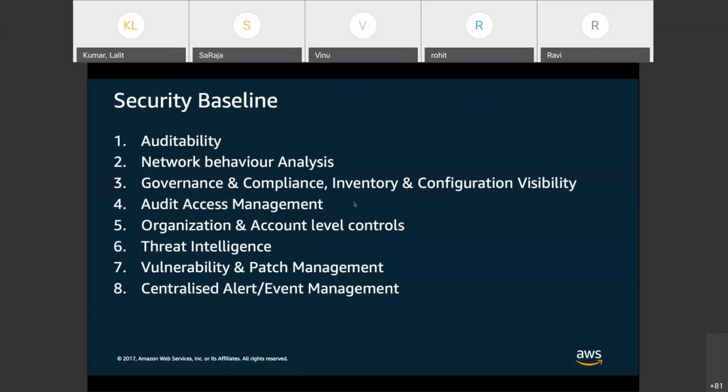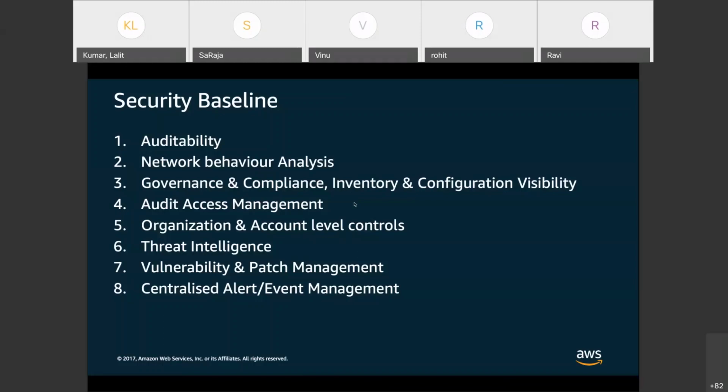My organization demands that all sensitive data be encrypted. I should have that. Configuration visibility: configuration of all my infrastructure. Can I audit access management? Who has done what? Organization and account level control. Do I have visibility? What kind of attacks are coming my way? Threat intelligence. And of course, vulnerability management.